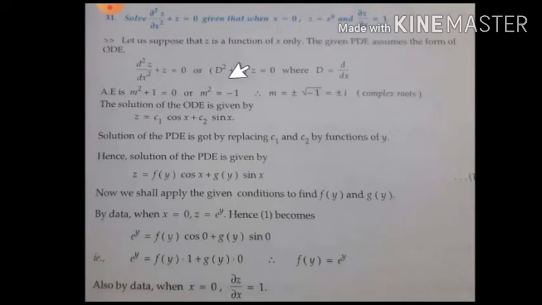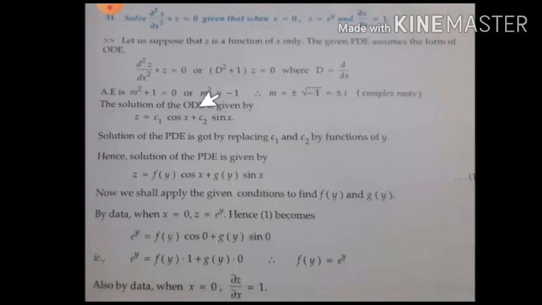Write the given differential equation using the differential operator. Then write the auxiliary equation of the given differential equation: m square plus 1 equal to 0. Find the solution: m square equal to minus 1, then m equal to plus or minus i, complex roots. How do we write the complementary function? C1 cos x plus C2 sin x, because the beta value here is 1 and the alpha value is 0, so e to the power of 0x is 1. We have not written that factor here.